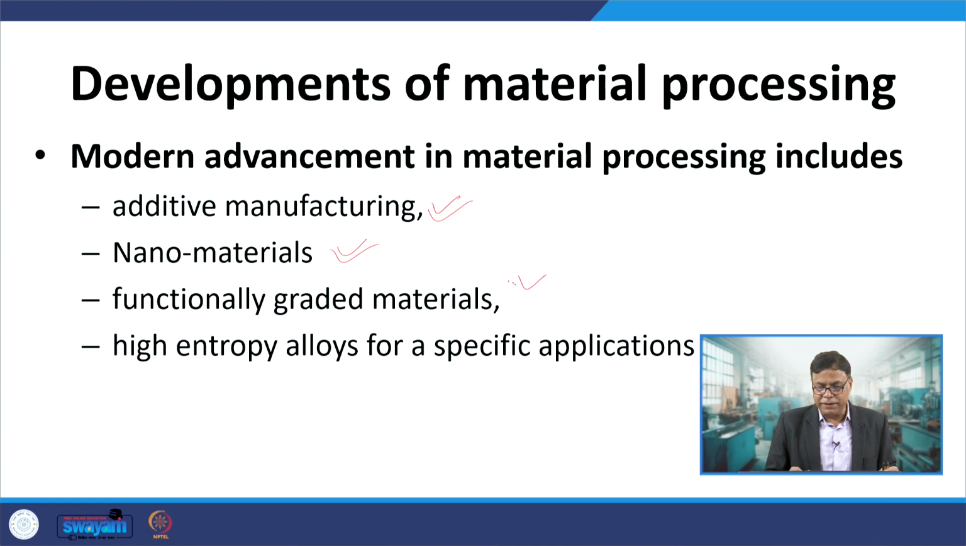Functionally graded materials to deal with the challenges, especially when handling the variety of materials being used together, say dissimilar metal joining, and use of high entropy alloys for specific high temperature and hostile service conditions. So, these you can say are the modern advancements as far as material processing is concerned.